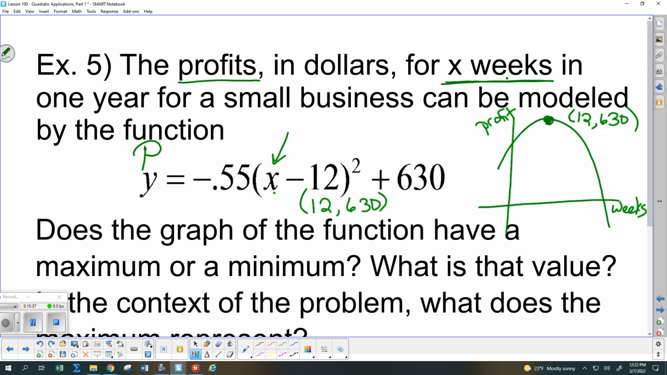If it had asked me, when does the profit get back down to 0? I would have found this point. If it had asked me, what's the profit when we first start out at 0 weeks, I would have found this point. Now, what it does do, and we said this was a maximum, what is that value? The point is 12,630. The max is what is the highest y? What is the highest just y that this graph ever reaches? 630 is the max value.